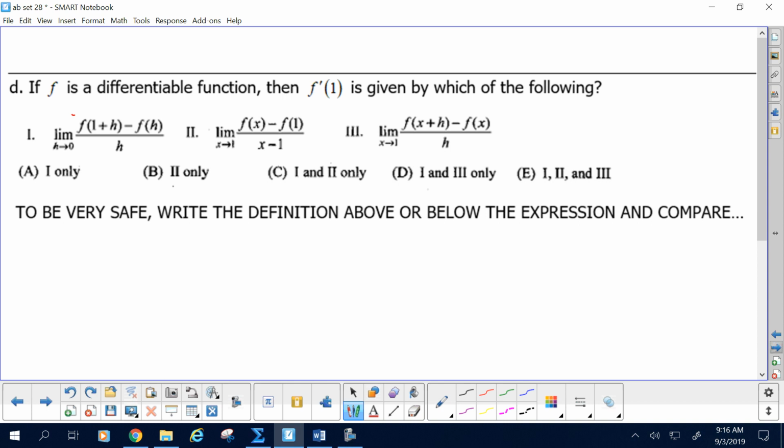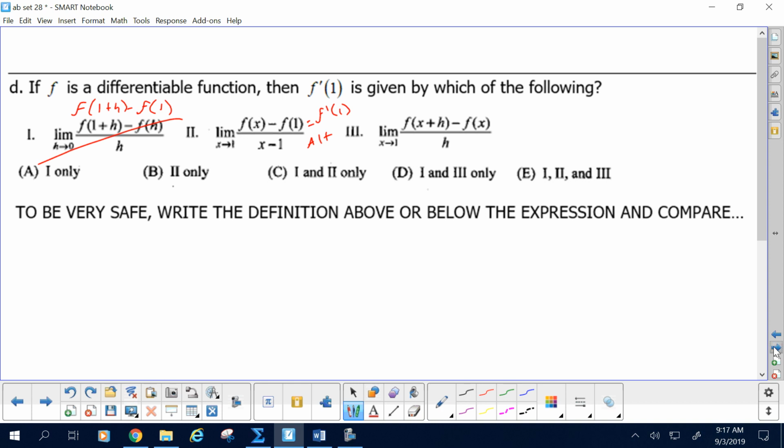But isn't the first definition f at 1 plus h minus f at 1? And therefore, the first one is not a definition of the derivative. There is an error in it. Okay? The second one, that is the alternate definition by the book. And so, yes, this is f prime of 1. That is without error. And the last one, yes or no?